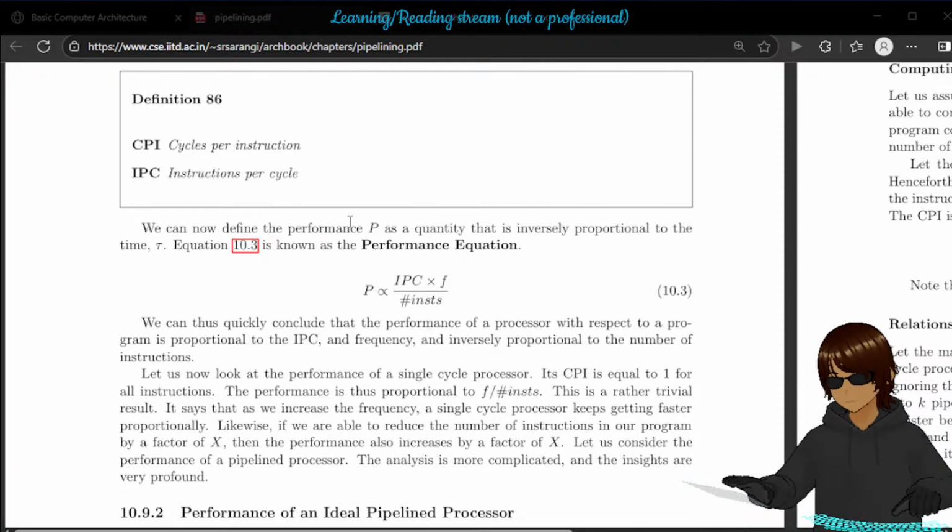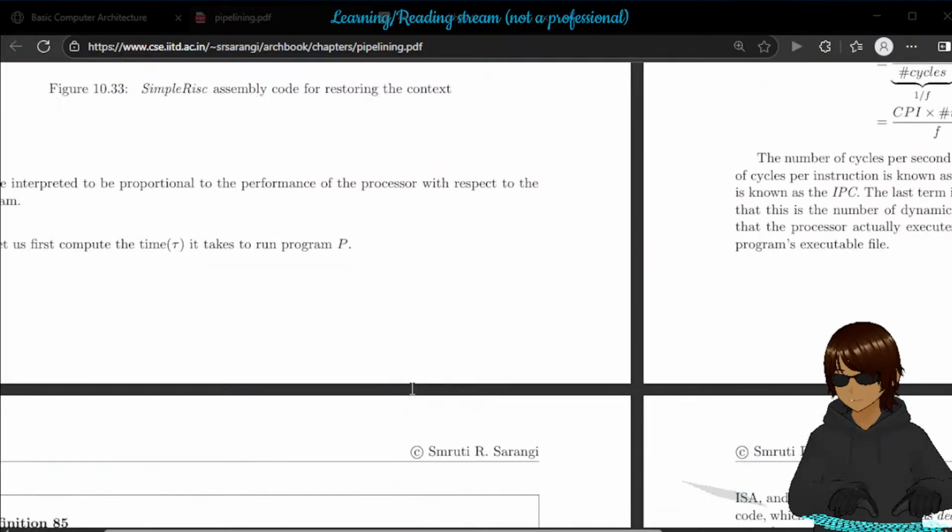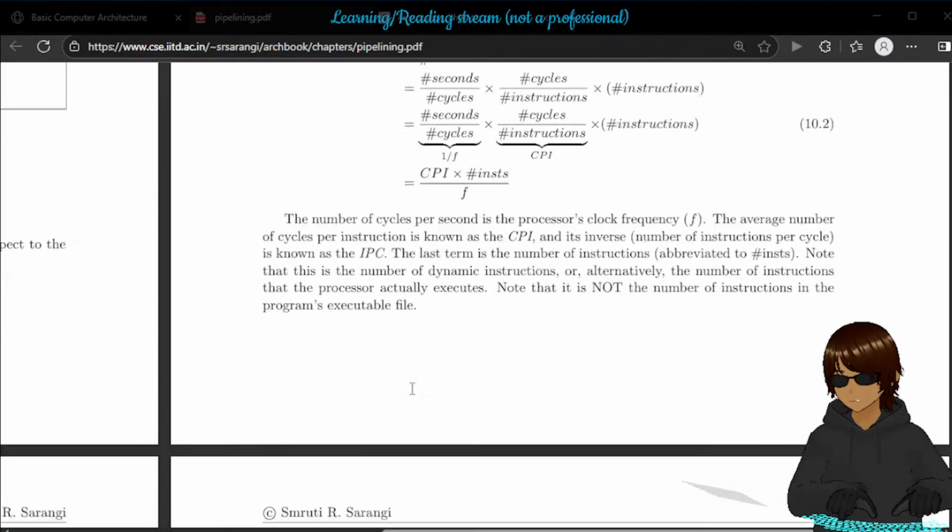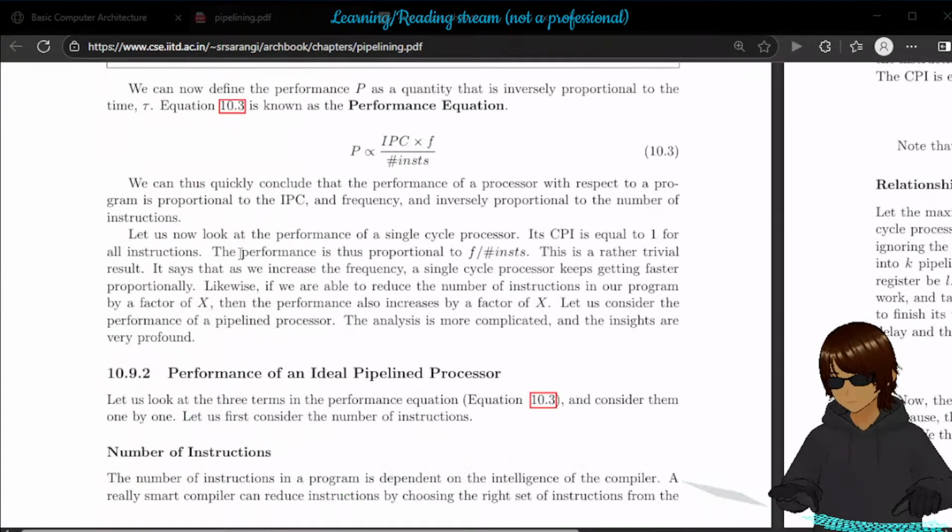We can now define the performance P as the quantity that is inversely proportional to the time tau. Equation 10.3 is known as the performance equation. So performance is proportional to IPC times F divided by the number of instructions. Wait, this is the inverse of seconds. Okay. We can thus quickly conclude that the performance of a processor with respect to a program is proportional to the IPC and frequency and inversely proportional to the number of instructions.